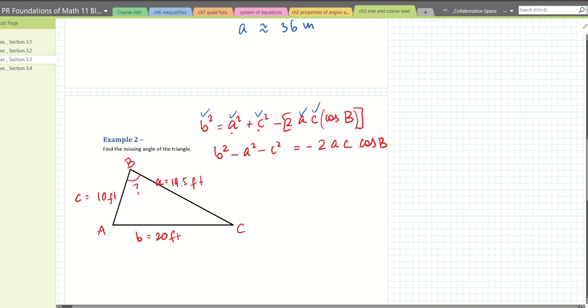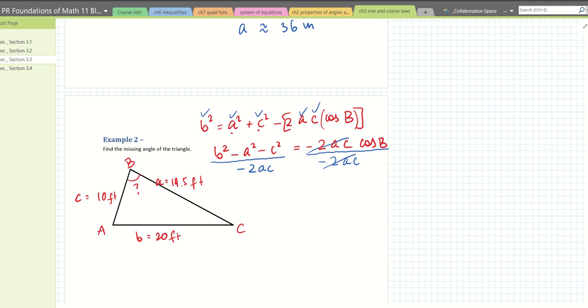The next step is to get the cos b by itself, which means we're going to take this expression on the right side and divide it by negative 2ac. So you're going to divide by negative 2ac. And we have to remember to do the same thing on the other side because this is an equation. So I'm going to divide this by negative 2ac. What this allows me to do is then get rid of the 2ac on the right side, and I'm left with just the cosine b on the right side by itself.